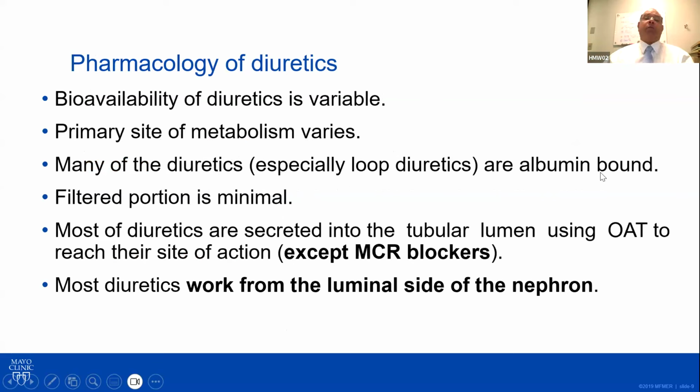These diuretics are heavily albumin bound, with a very minimal portion that is free. And this free portion does not do anything. The part that does the work is the diuretic that gets actively secreted into the tubular lumen in the proximal tubule using the organic anion transporter. This is the only way of the diuretics reaching the site of action. Probably the exception to this is the mineralocorticoid receptor blockers, spironolactone, eplerenone, and the rest. But all the diuretics have to be actively secreted into the lumen to reach the site of action, so they work primarily from the luminal side of the nephron.